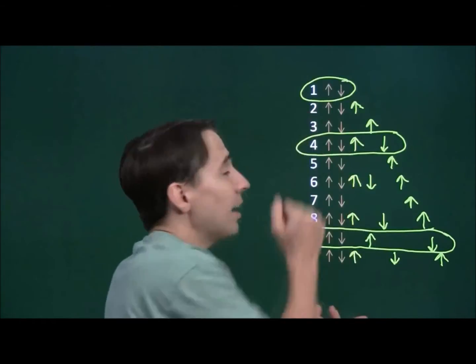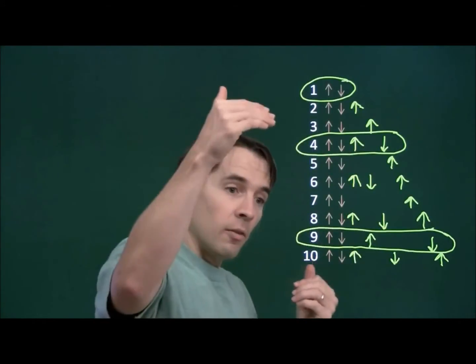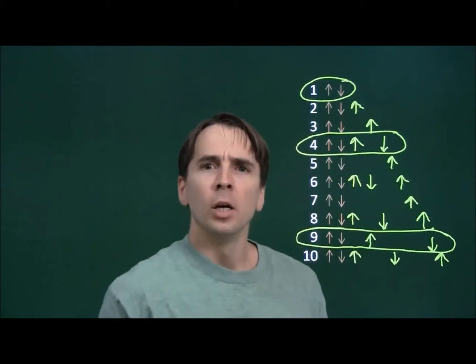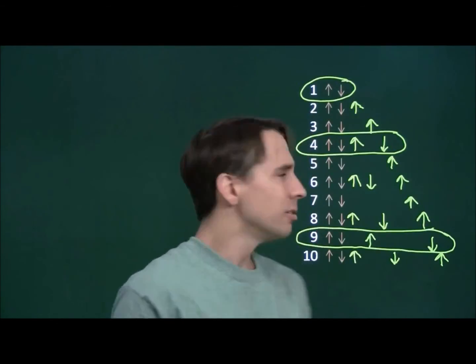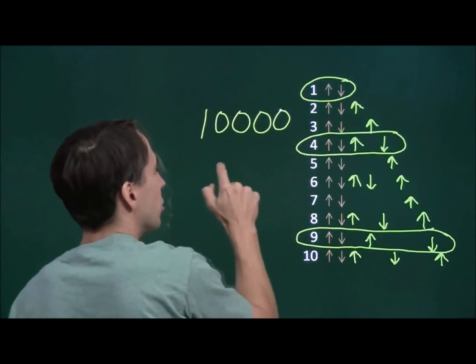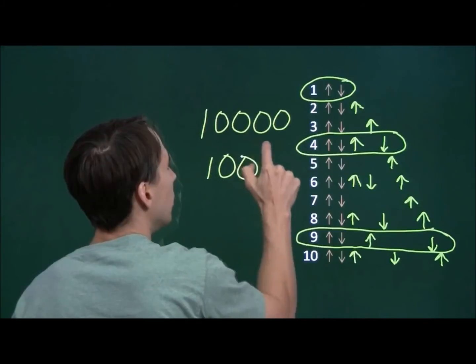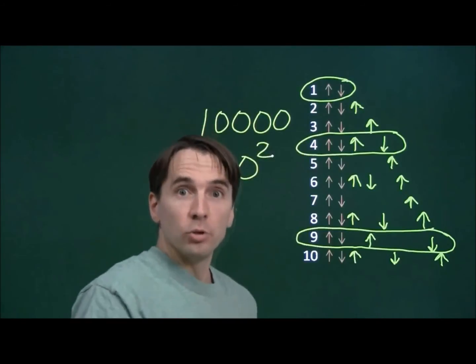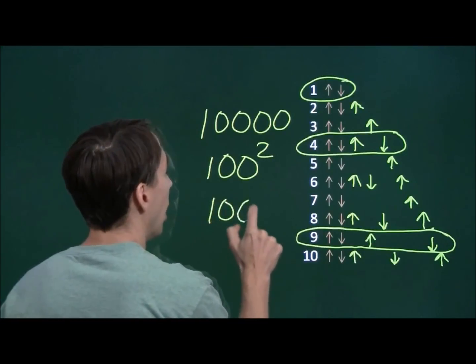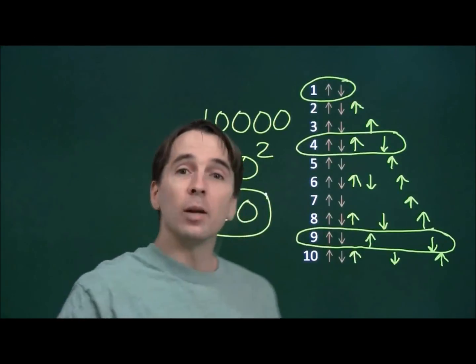So now our problem is just to count the number of perfect squares from 1 all the way up to 10,000. You can go ahead and count them on your list, or you can realize that 10,000 is just 100 squared. So our squares are 1 squared, 2 squared, 3 squared, 4 squared, all the way up to 100 squared. So we know that there are 100 numbers with their arrows pointing down, and we are done.